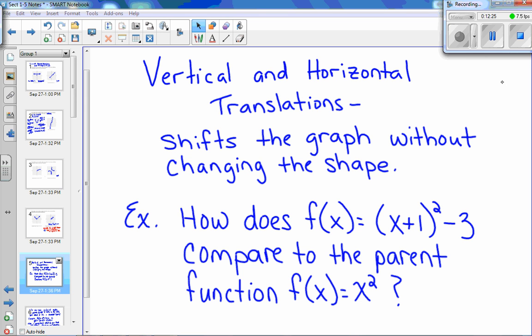Vertical and horizontal translations, you should be very familiar with this, especially with a parabola. This shifts the graph without changing the shape. So my question I want you to think about: how does f of x equals (x plus 1) squared minus 3 compare to the parent function f of x equals x squared? Pause the video and think about it for a minute. Now you should have remembered from Algebra 2 that the plus 1 inside the parentheses is going to shift this 1 unit to the left, and the minus 3 is going to shift this 3 units down.